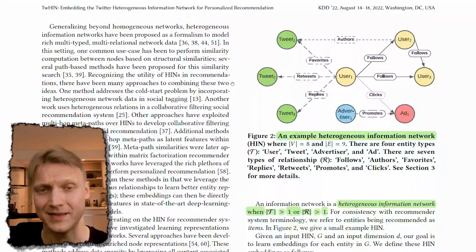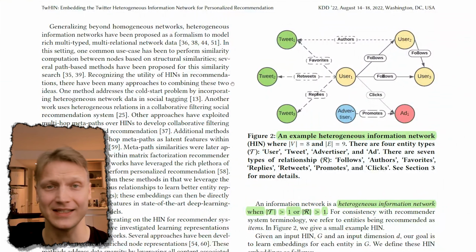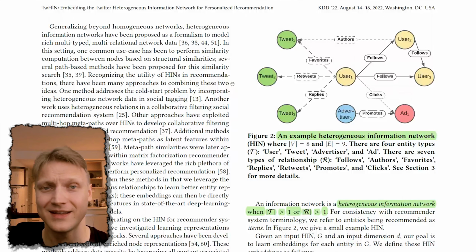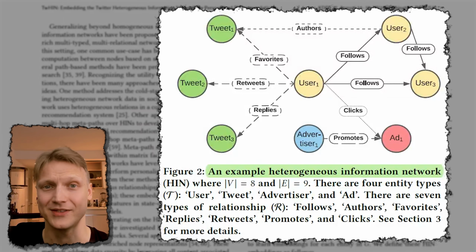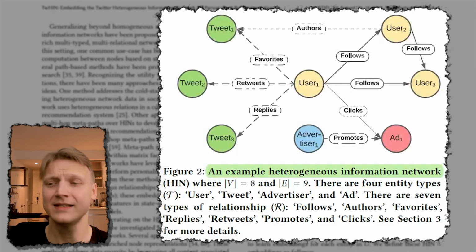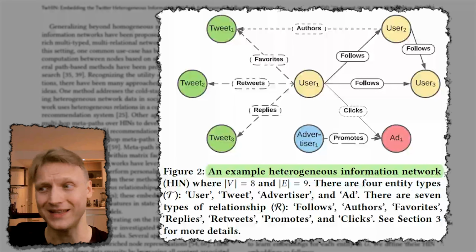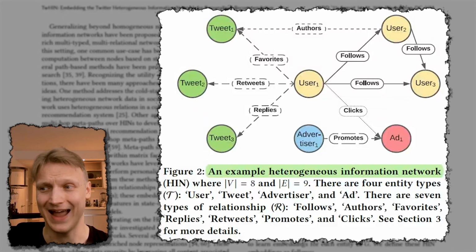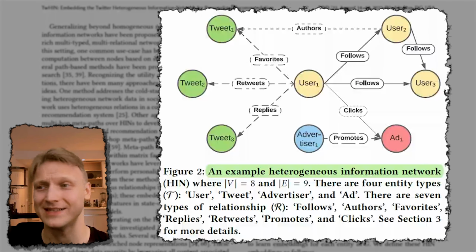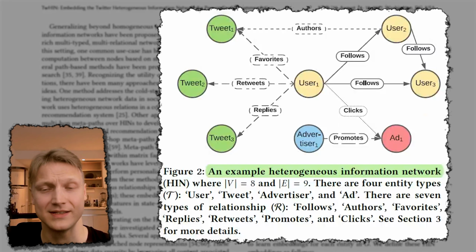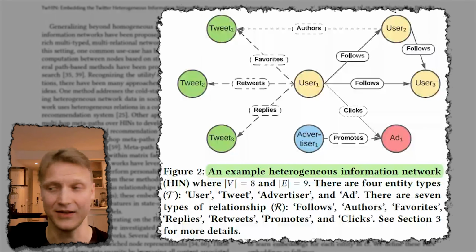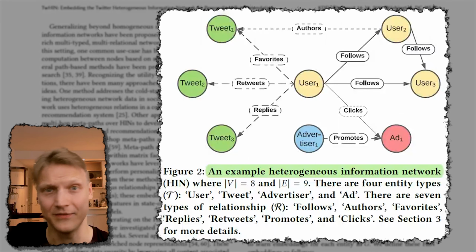So what the system represents is a heterogeneous information network with different types of entities and various relations between them. The entities can be things like user, tweet, advertiser, and ad, with relations like user favorites one tweet or follows another user or clicks this advertisement link.